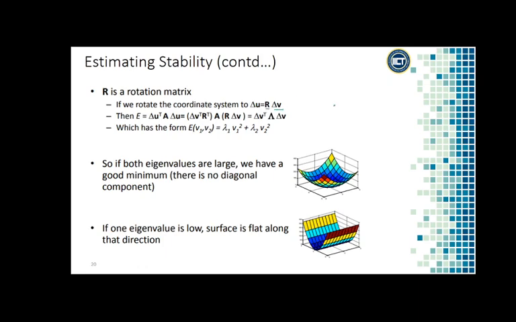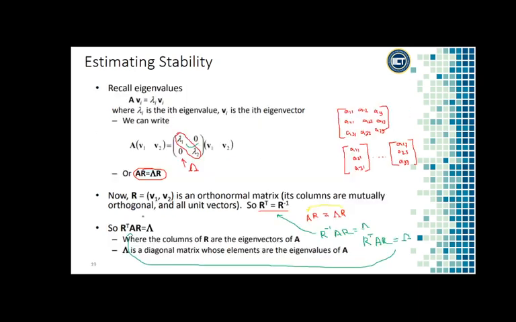R is a matrix, right? This rotation matrix we have already discussed. So cos theta, minus sin theta, 0, sin theta, cos theta, 0. So this is an example of a rotation matrix. And here we have already discussed that R is an orthonormal matrix, not a vector.